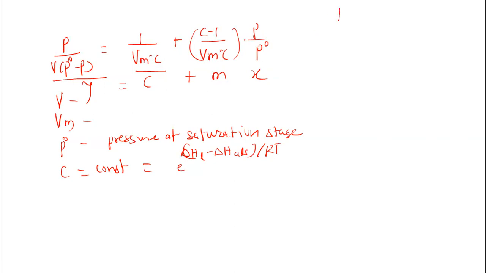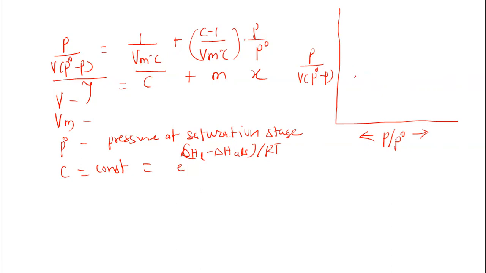So to test the validity of this equation, we have to plot the graph. Graph of what? This y coordinate, P upon V into (P0 minus P), should be taken on the y-axis, and on the x-axis, P upon P0. As per this equation, the intercept on the y-axis is 1 upon Vm into C. So the nature of the graph will be like this.